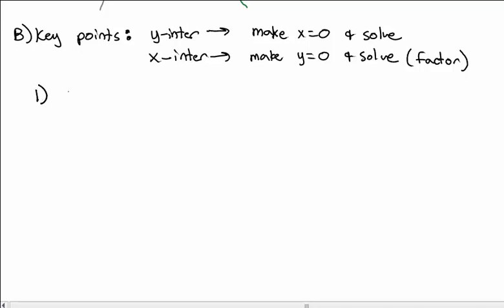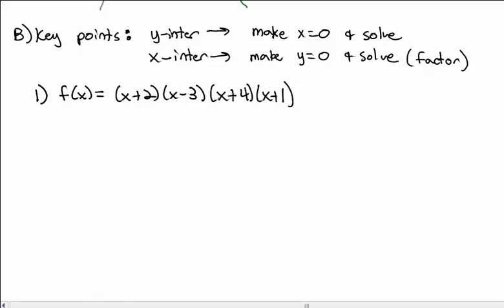So for example, if we're asked to graph f(x) = (x + 2)(x - 3)(x + 4)(x + 1), we can find the y-intercept by making all the x's equal to 0. 0 plus 2 is 2, times 0 minus 3 is negative 3, 0 plus 4 is 4, times 0 plus 1 is 1. This gives us negative 6 times 4 is negative 24, which is the y-intercept.